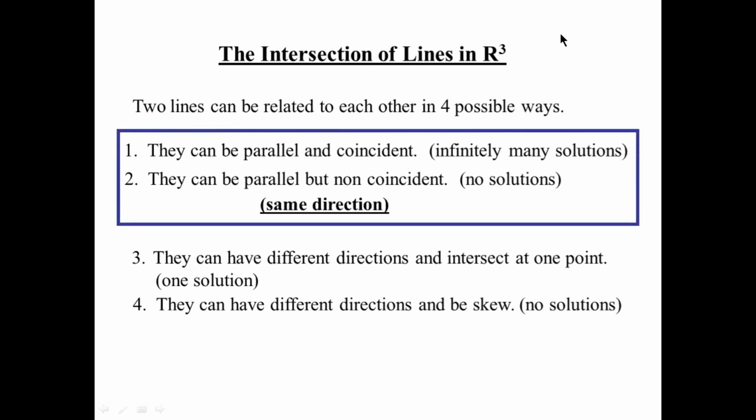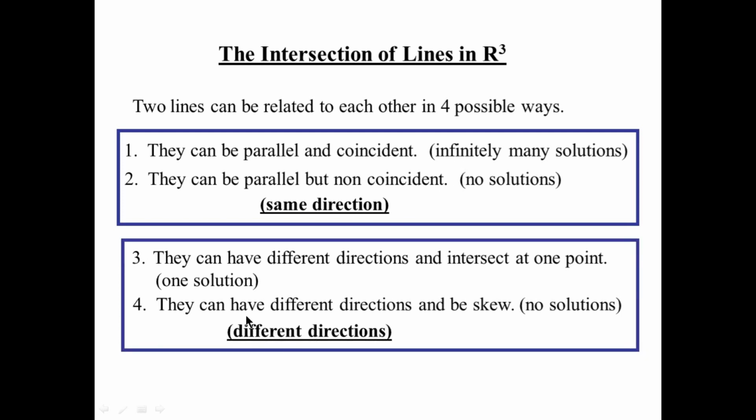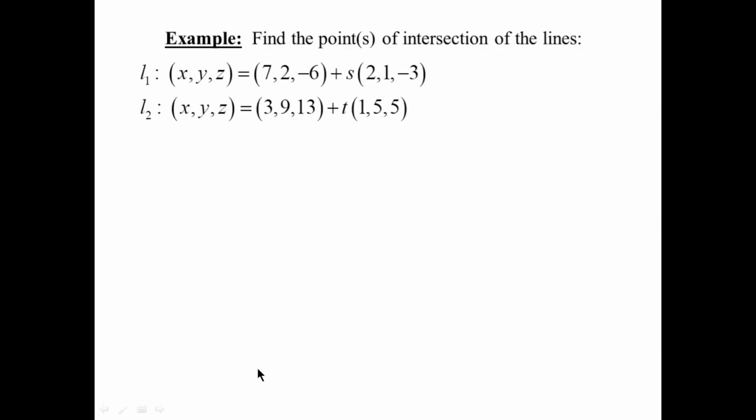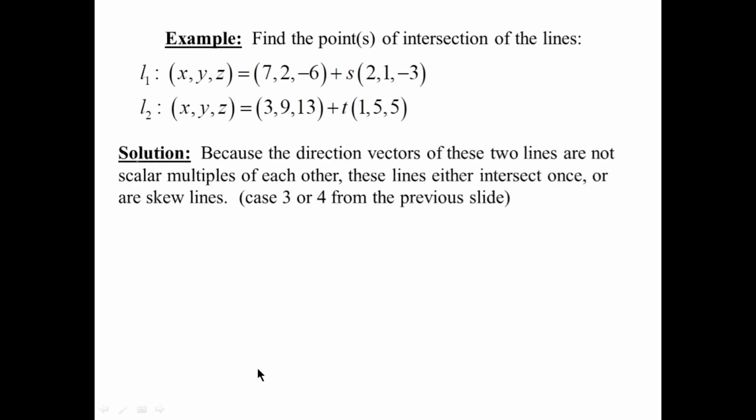So in the top 2, we have the same direction. If they have the same direction, there's either no solutions or infinitely many solutions, and if they have different directions, there's either one solution or no solutions. So we'll be interested in the direction of these lines. Let's do an example. Example, find the points of intersection of a couple of lines in 3-space.